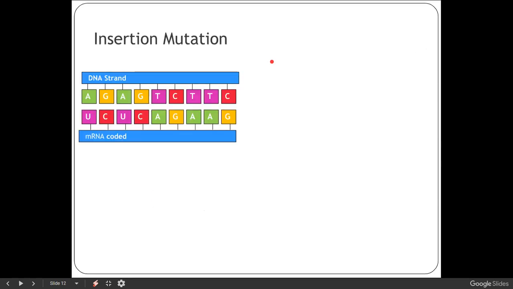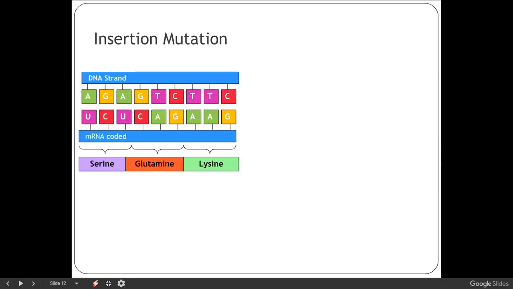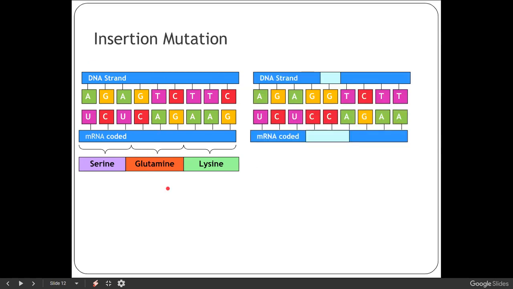You can also have some mutations which result in us having a different number of bases. So again, if this is our original DNA strand, coding for mRNA, coding for our amino acid polypeptide chain, in this case, we have an insertion mutation. So an extra nucleotide has been inserted into our DNA strand. So if you look at our original, we've had AGA as our first codon, matching up with UCU in our mRNA coding for the serine.